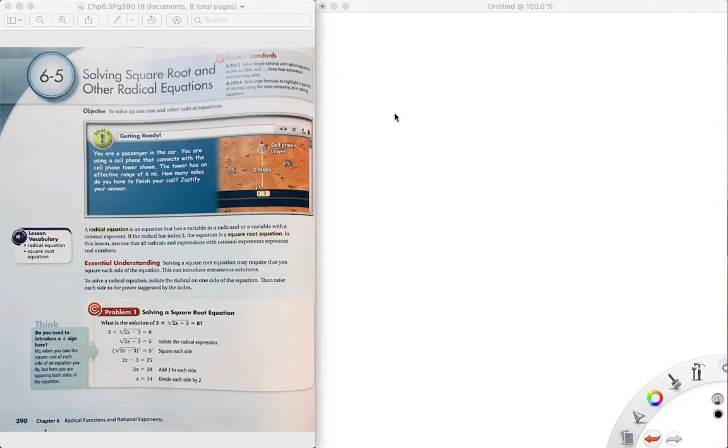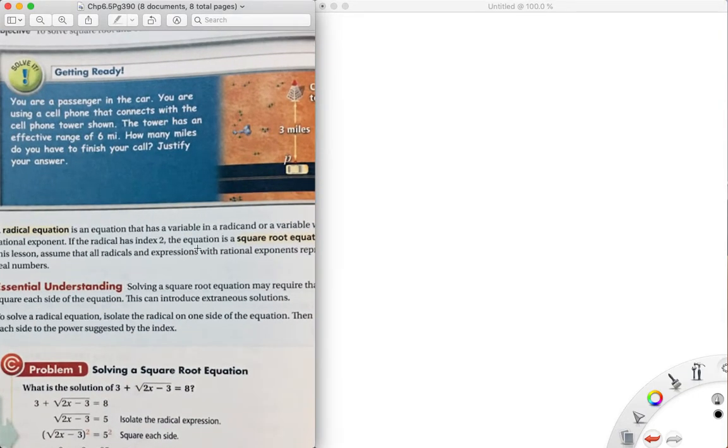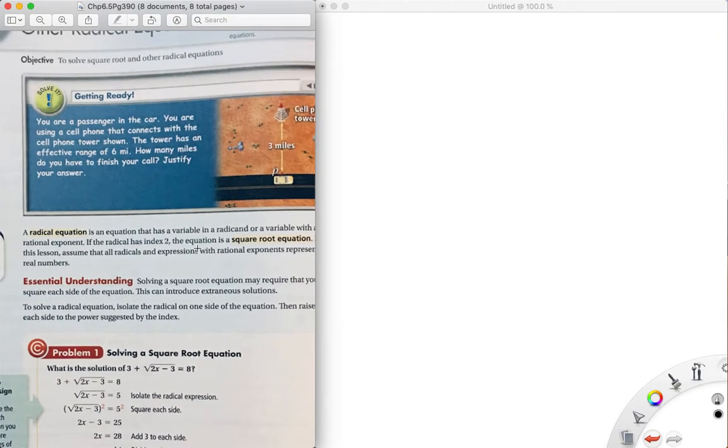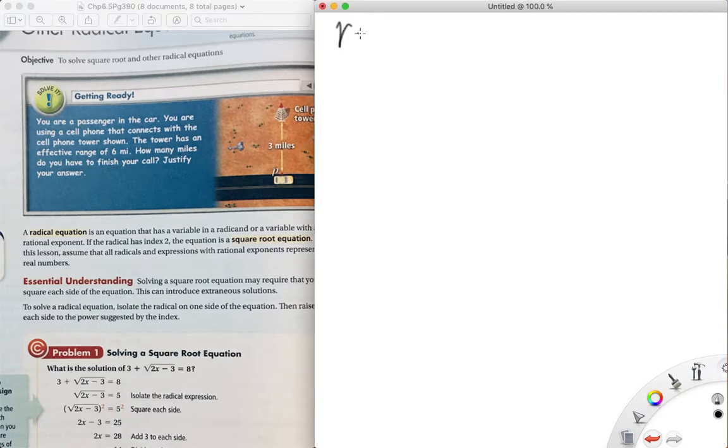Alright, this is Algebra 2, Section 6.5, solving square root or radical equations. A radical equation is an equation with a variable in a radicand or a rational exponent. So, radical equation.